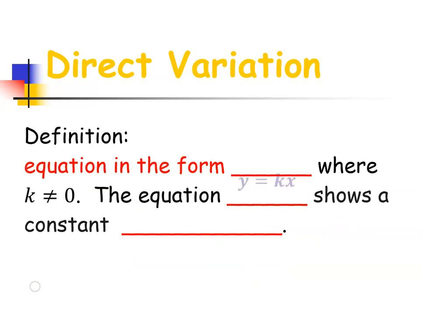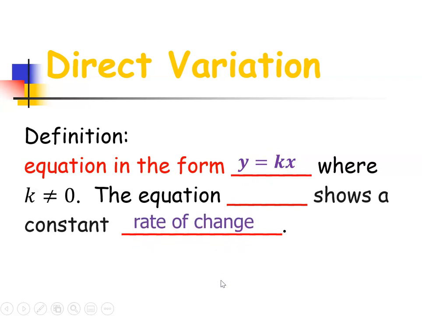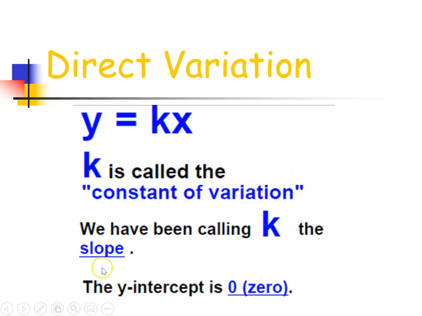The equation is in the form y equals kx, where k is not equal to 0, so k is right in front of the x. The equation y equals kx shows a constant rate of change. Do y'all know what else we call rate of change? It's a word that starts with S. When we talk about lines, it is our slope. Do y'all see that? So the k is the constant of variation, and we've been calling it slope. That's the reason I'm squaring it. I always square my slope. Okay, but you'll notice it has no y-intercept. It has no plus b, so it's a 0 right there.